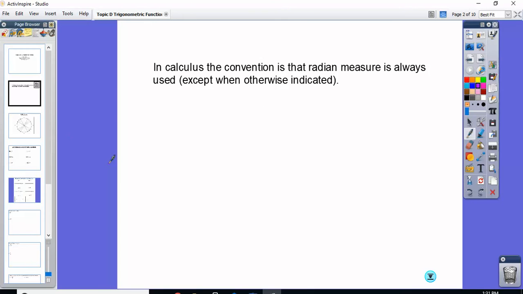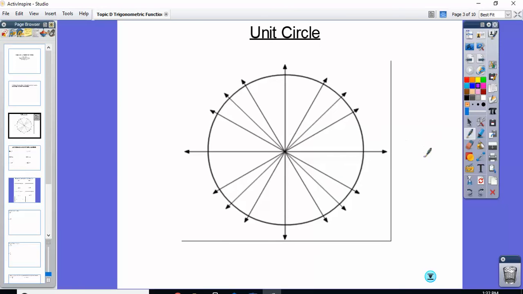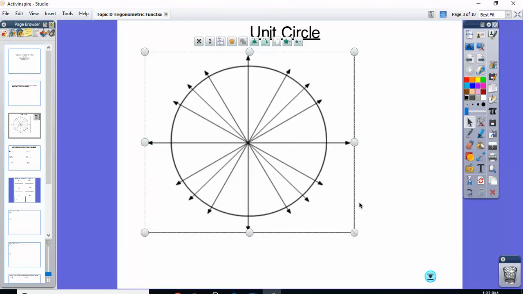So just a couple things. In calculus, we are always going to use radian measure unless you are specifically told otherwise. So unless the problem is very clear that we are not, radian measure is the standard. And in order to do any of our calculations, we will have to convert things into radians. First thing I want to review is your unit circle. So I'm going to put degrees, radians, and ordered pairs on here.